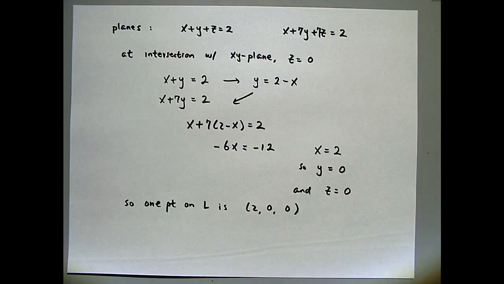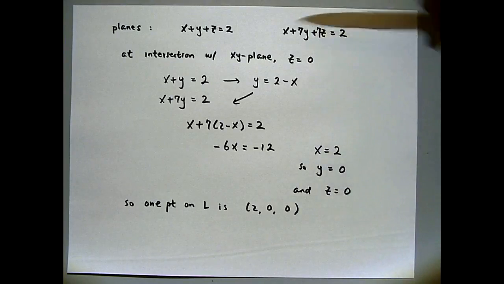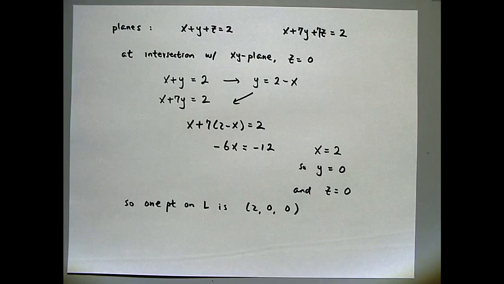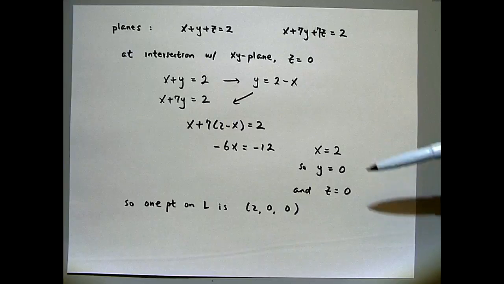And I could have done the same thing, the same way, looking for the intersection with the yz plane, for example. In that case, I would make x equal to 0, and so on. Just remember, you just need one point on that line. It doesn't matter what point. The point is to find a convenient point by setting one of them equal to 0.